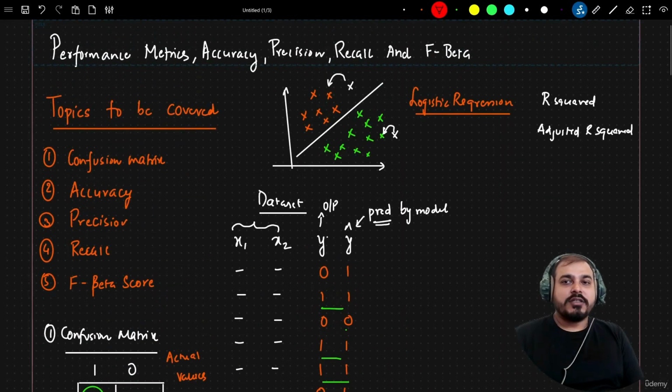I hope you have understood all the performance metrics that we have discussed. This is just part 1. In part 2, we are going to discuss the ROC AUC curve.